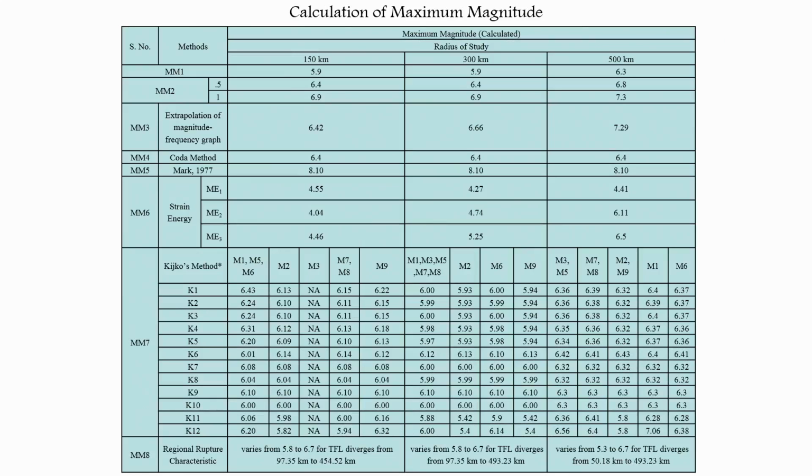So this side basically gives the M max estimation methods, like MM1 means M max by method 1, M max by method 2, M max by method 3, like that. The 8th method is proposed by myself and all other methods were existing ones. So MM1, okay, where the observed magnitude is 5.9 when I consider the 150 kilometer, and 5.9 again for 300 kilometer, and 6.3 when I go for the larger seismic study area.